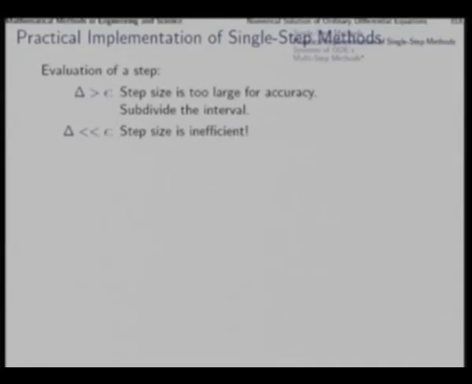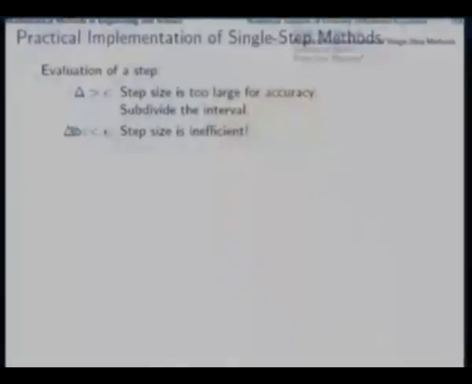So, if you find that the delta that you are ready to tolerate is quite large compared to the epsilon value which you are ready to tolerate, then that will mean that the current step size is too large for accuracy. So, in that case you subdivide the step further and take smaller steps.